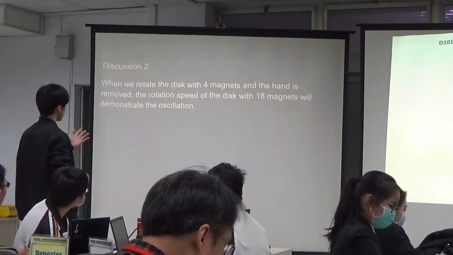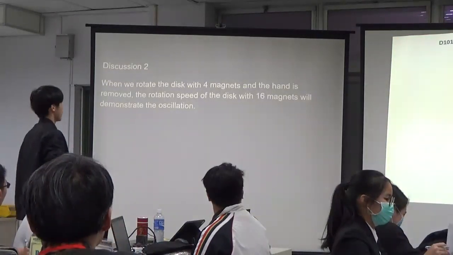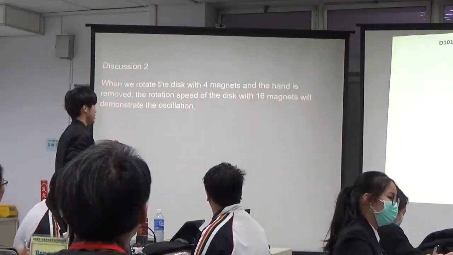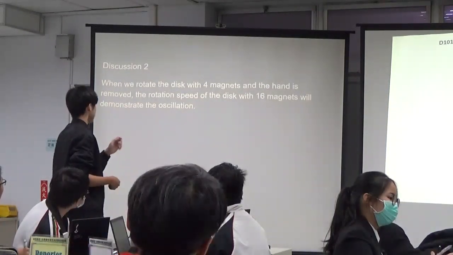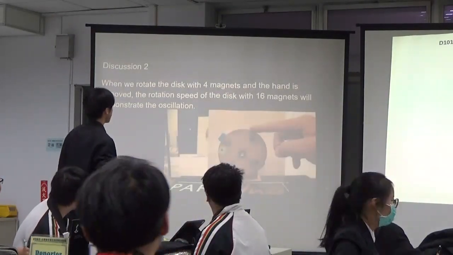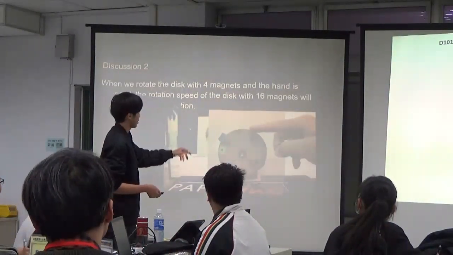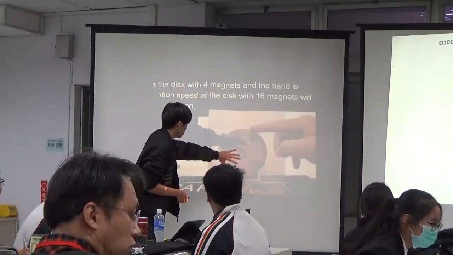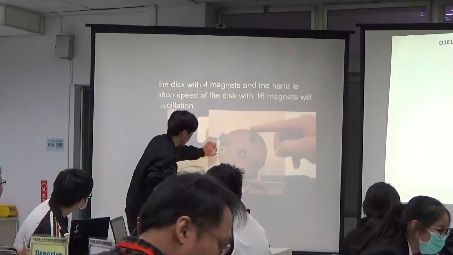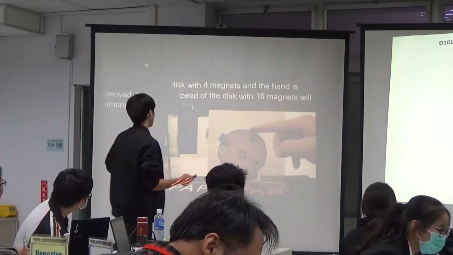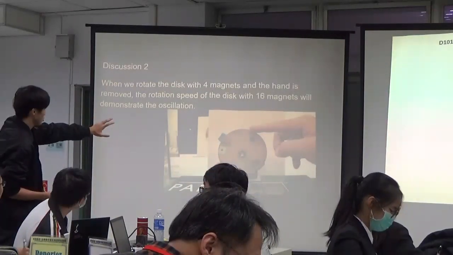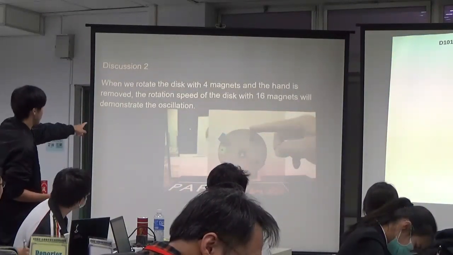So in discussion 2, we rotate the disc with 4 magnets and the hand is removed. The rotation speed of the disc with 16 magnets will demonstrate the oscillation. So we don't have a video, just a picture. But while the wheel is turning, the markings will move back and forth, which we call oscillation. So we can see the comparison of these two discs in another paragraph.